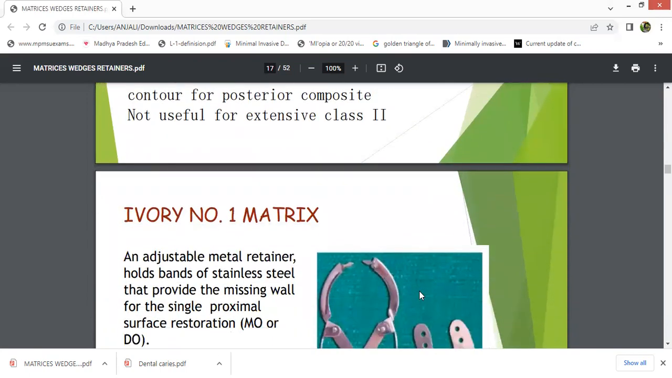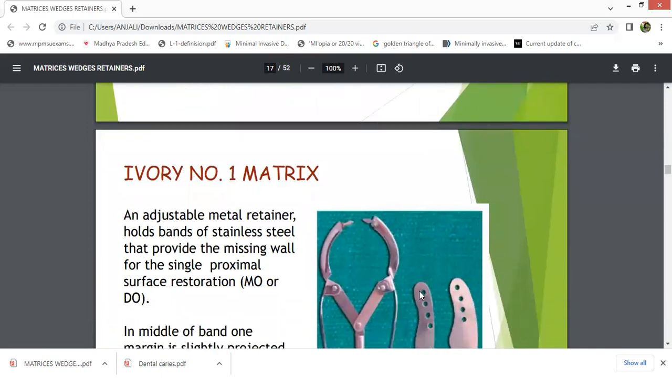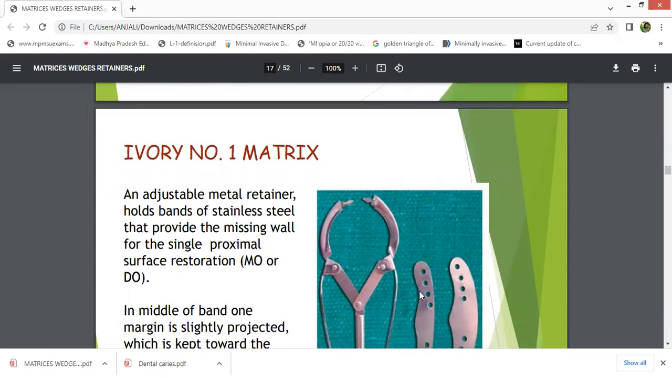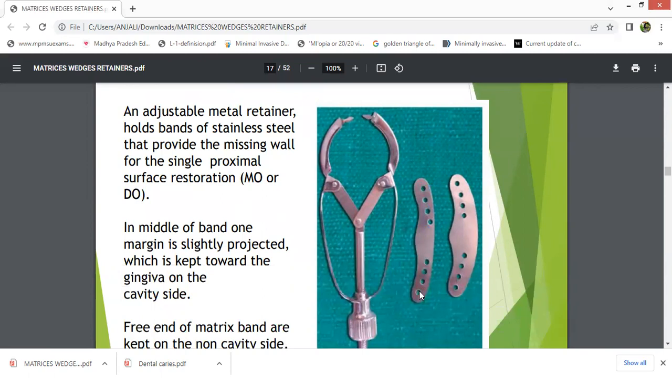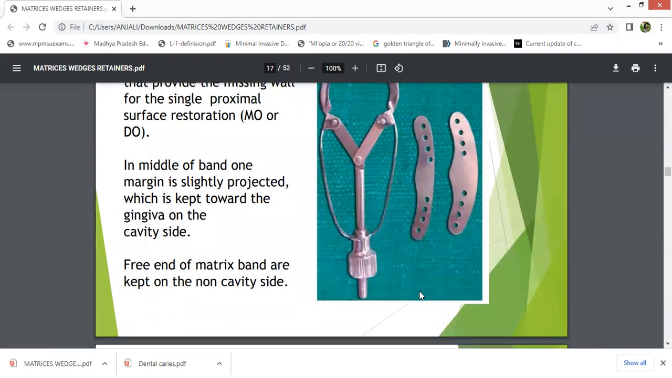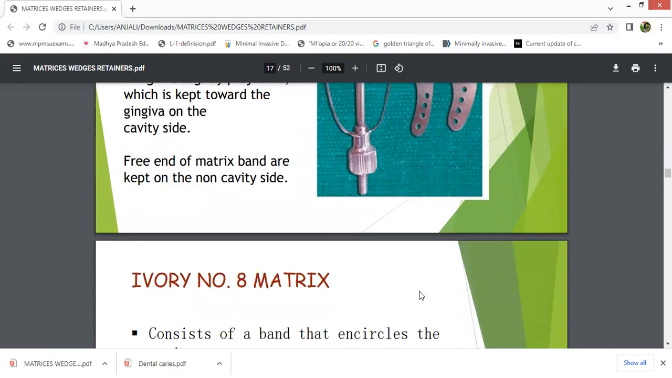Ivory number 1 matrix next आता है. An adjustable metal retainer holds a band of stainless steel that provides the missing wall for single proximal surface insertion, MO or DO. In the middle of the band, one margin is slightly projected, which is kept toward the gingiva on the cavity side. Free ends of the matrix band are kept on the non-cavity side.